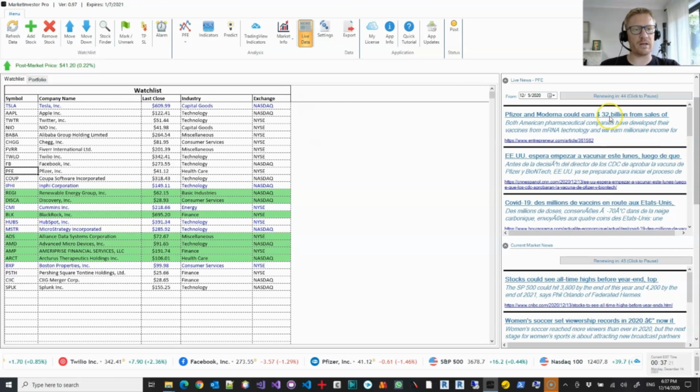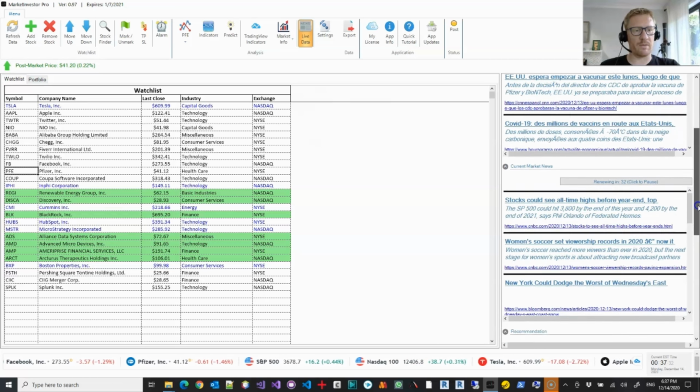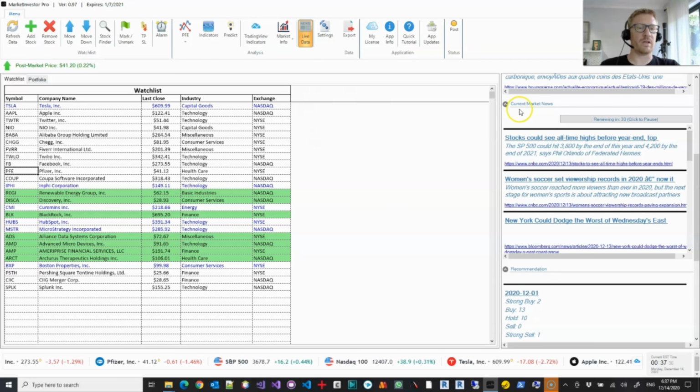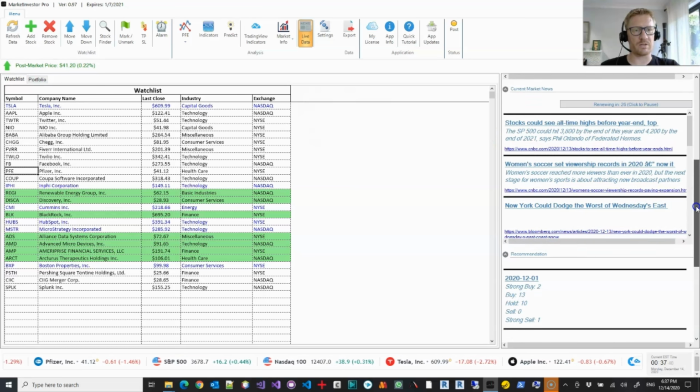The second one that I've added here is just general market news. So this is not related to the stock necessarily. This is just live news. So it talks about Pfizer and Moderna, blah blah blah. And then if we scroll down here, you'll see, sorry, here we go. This is the current market news. This one was the targeted news, so company news, and this one is general market news.